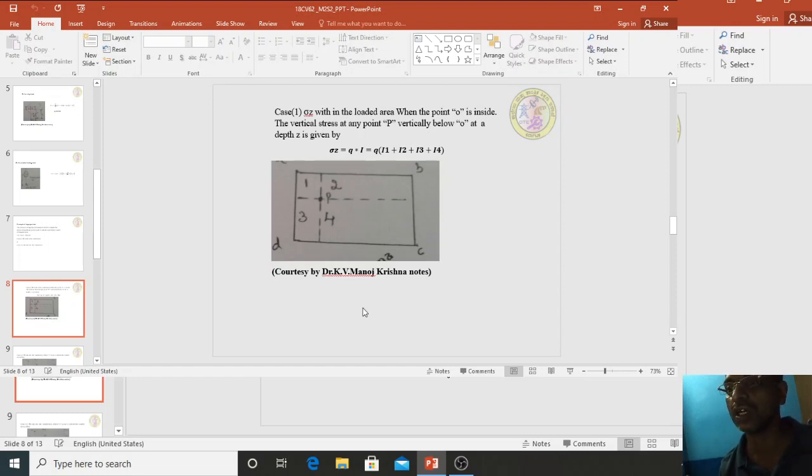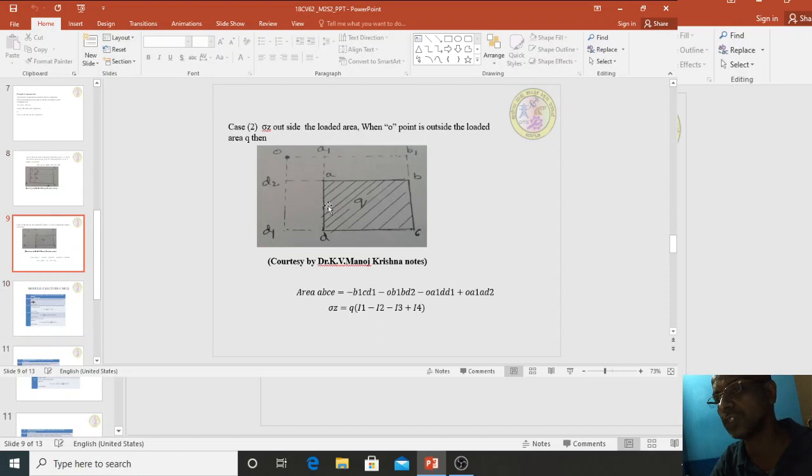Now, as per the principle of superposition, sigma z is equal to Q into I, where I is Boussinesq's influence factor. I is the sum of the influence factors of the stress from each component at this point, that is, for each area from the point O. So sigma z is Q into I, which is equal to Q into (I1 plus I2 plus I3 plus I4), where I is Boussinesq's influence factor.